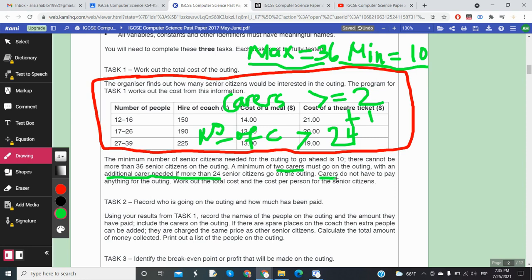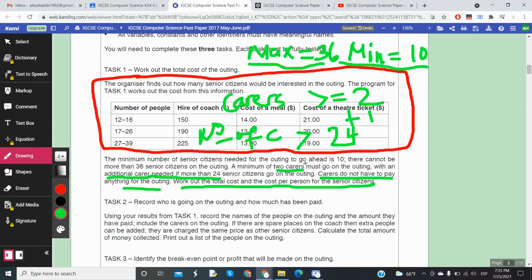It also says carriers do not have to pay anything for the outing. So carriers are not charged for the outings. Carriers, sorry guys, I keep saying carriers, but carriers are not charged for the outing. So we're supposed to work out the total cost and the cost per person for the senior citizens.